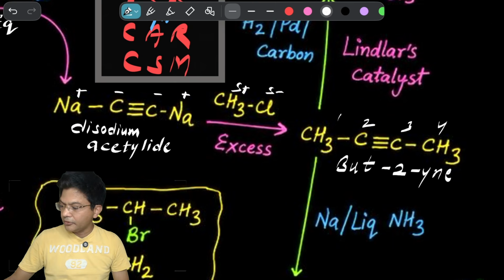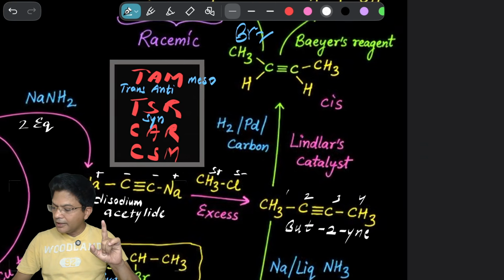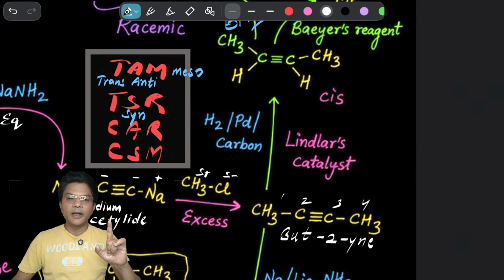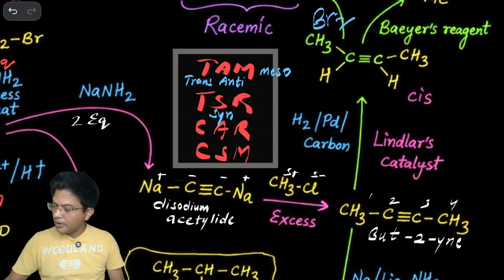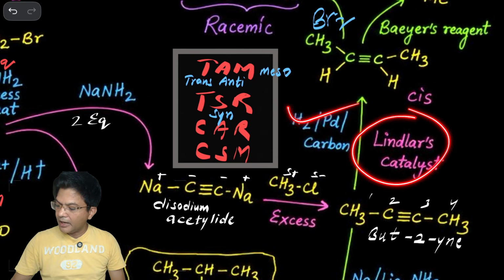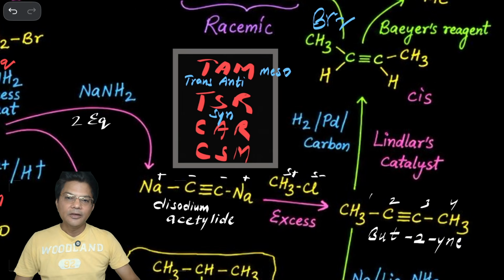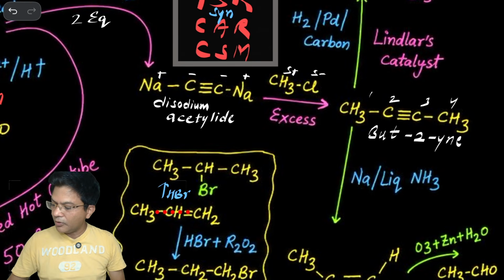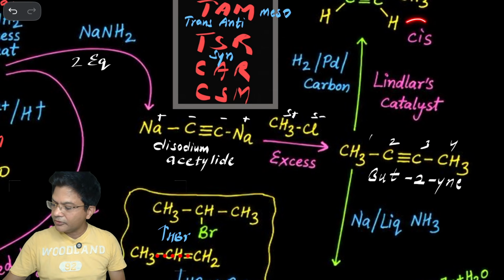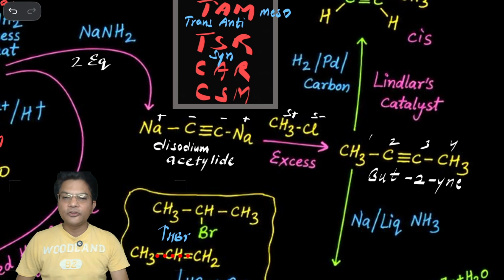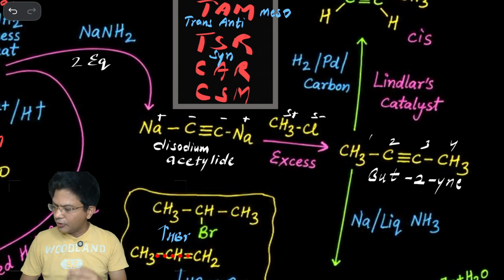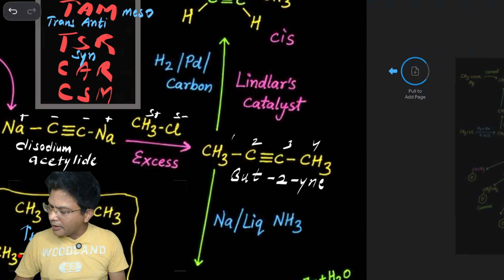Now, my dear students, if you use Lindlar's catalyst, upper side you see this is your Lindlar's catalyst H2, Pd/C. So you will get cis alkene. What will you get? You will get cis alkene. In place of H2 Pd/C, they can give you H2, Pd, barium sulfate, charcoal, boiling xylene, quinoline. They are also Lindlar's catalysts.